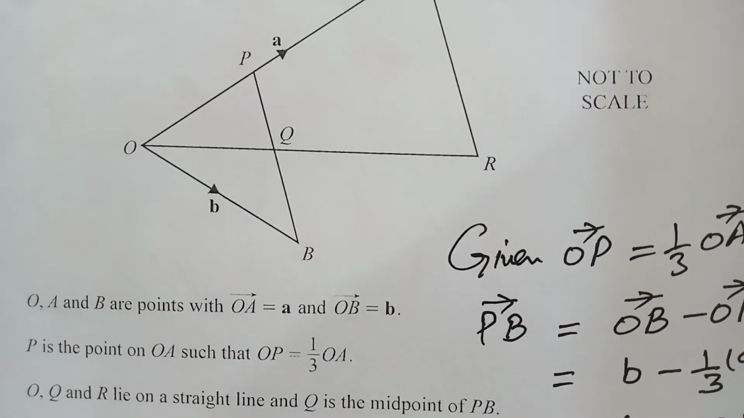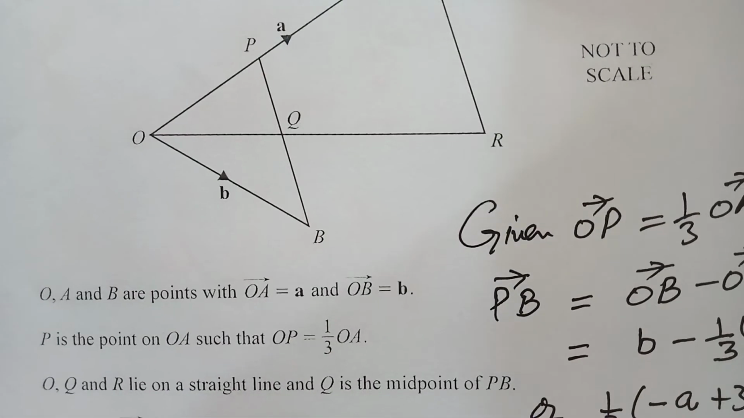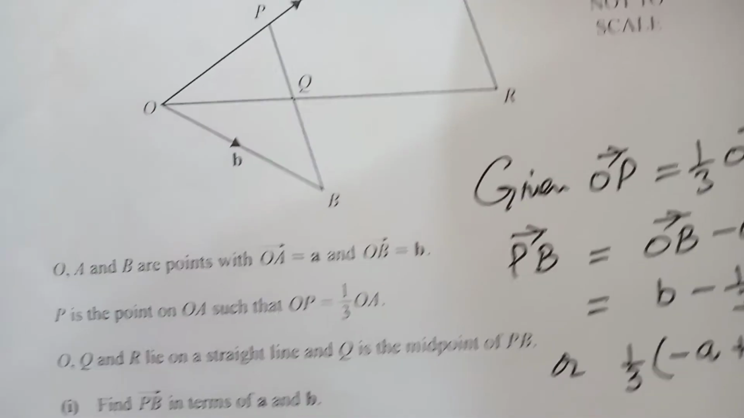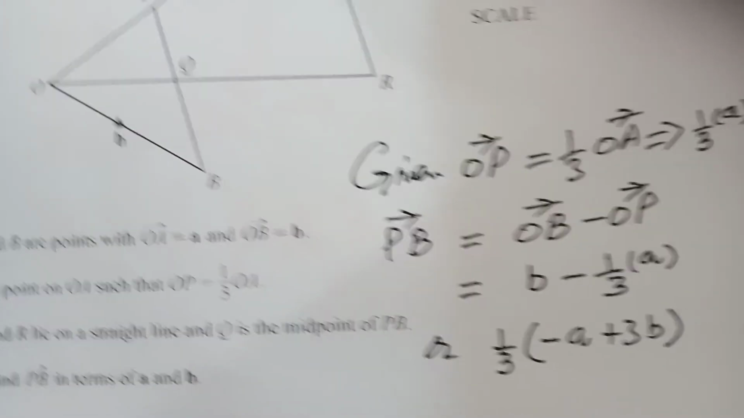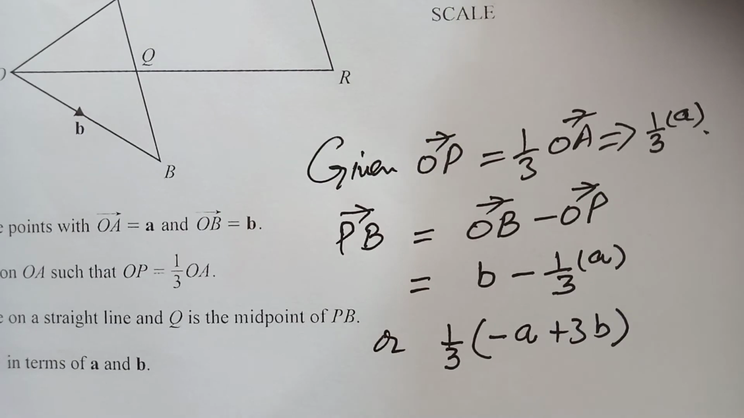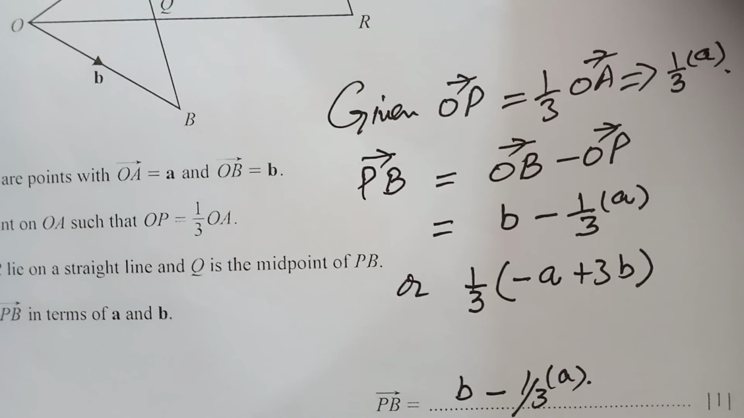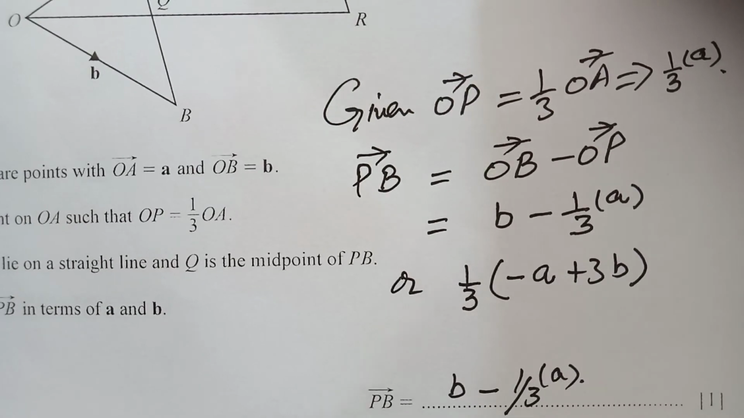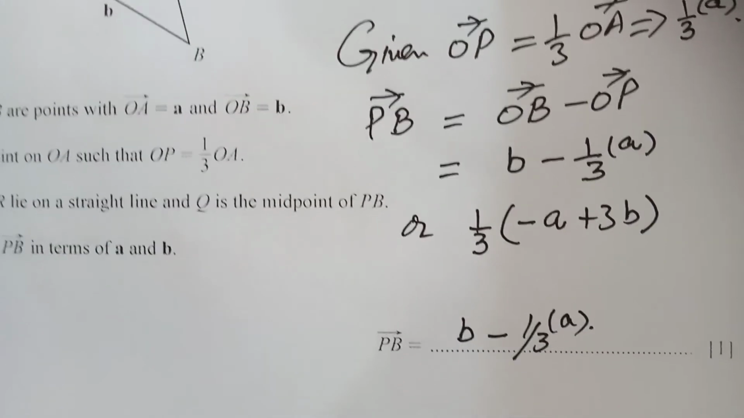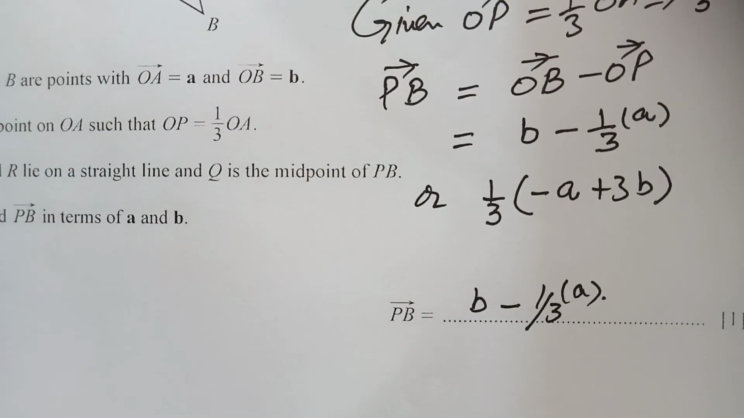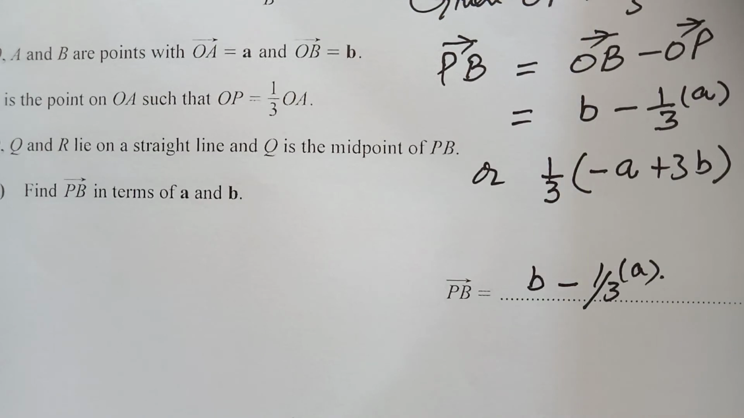Now in this vector portion, he has given that OP is equal to 1/3 OA. So OP will be 1/3 A. PB is equal to OB minus OP. Here we will use the position vector method. So your answer will be 1/3 of brackets -A plus 3B. The final answer we can write as B minus 1/3 A.